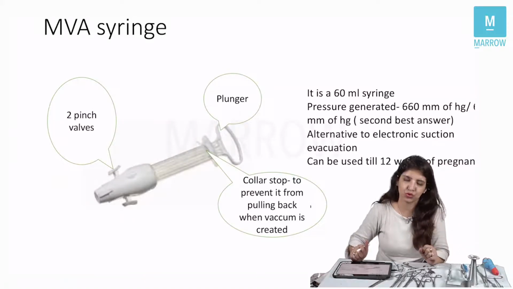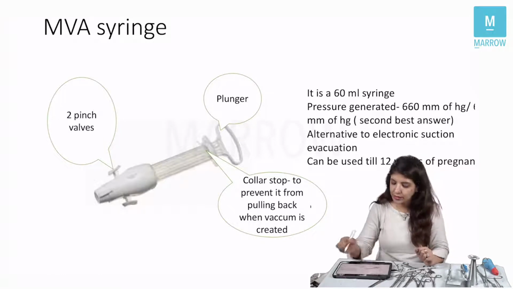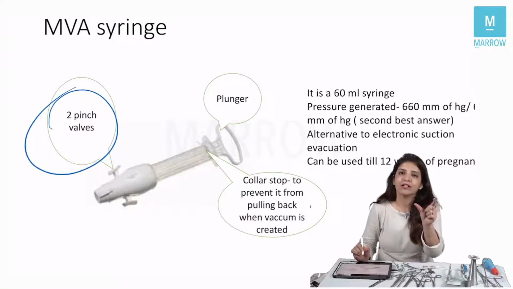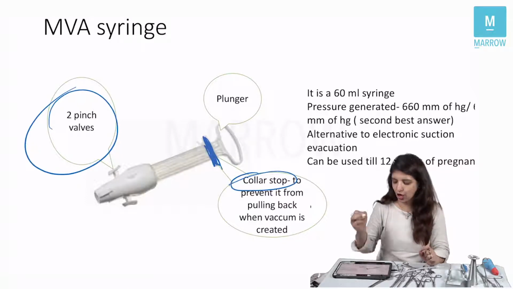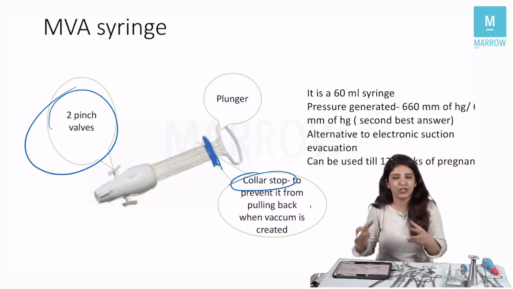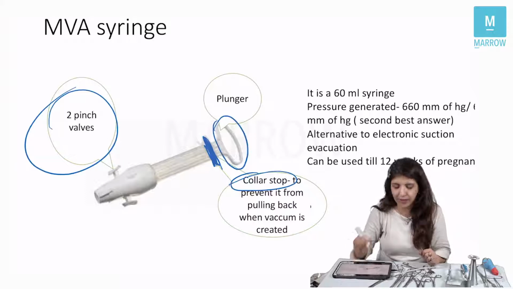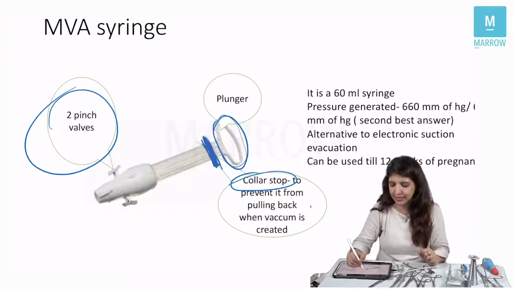Now this Karman's cannula should be used with a manual vacuum aspiration syringe. This syringe is another very important instrument for identification. In the manual vacuum aspiration syringe, remember that it has two pinch valves. These pinch valves help to create vacuum, right? Then you have a collar stop at the end. This collar stop helps to prevent the plunger from getting pulled back when the vacuum is created, and you have a plunger here, right? So it has two pinch valves, a collar stop, and a plunger.